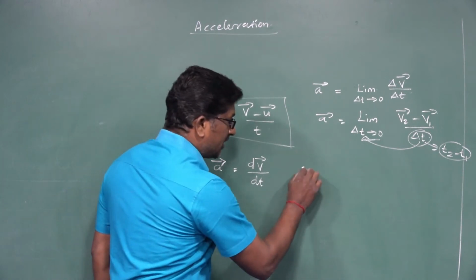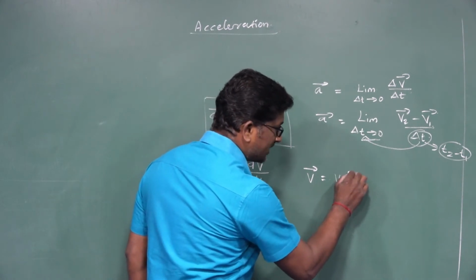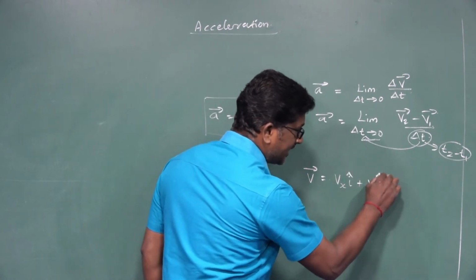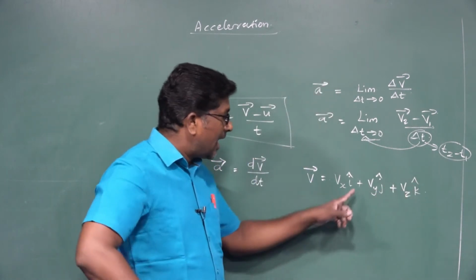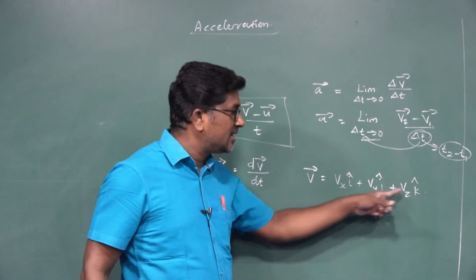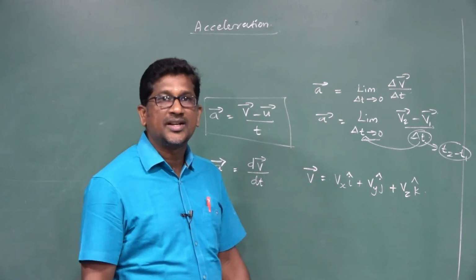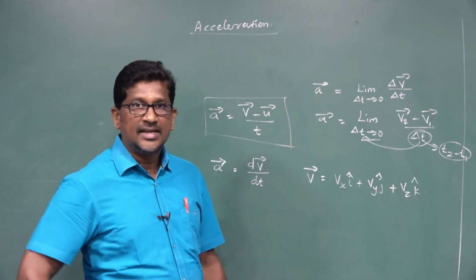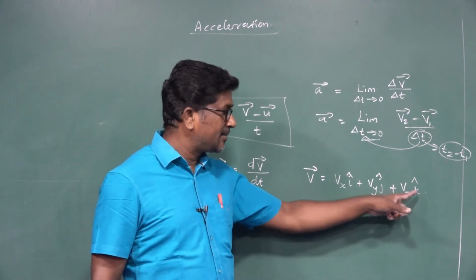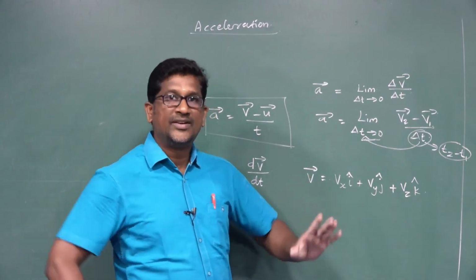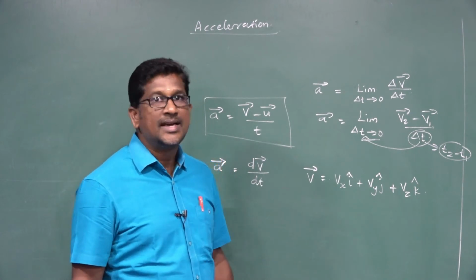The v vector in component form can be written as vx i cap plus vy j cap plus vz k cap. i cap, j cap, k cap, these three are the unit vectors of the three coordinate axes, that is x-axis, y-axis and z-axis. They are called orthogonal unit vectors.